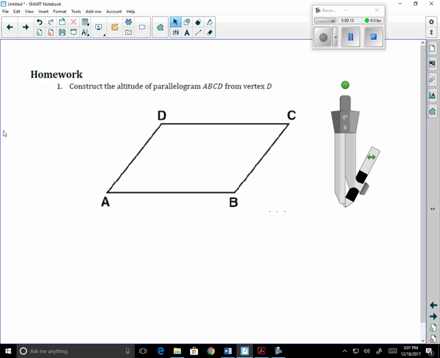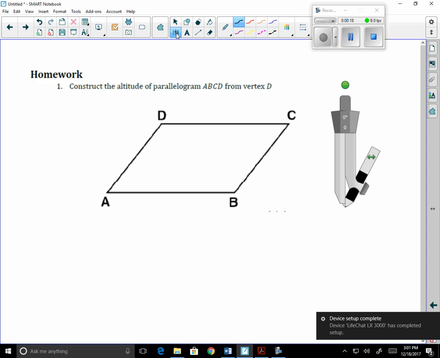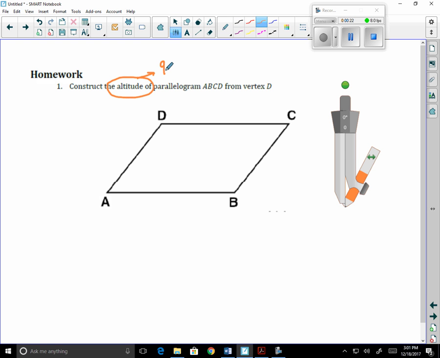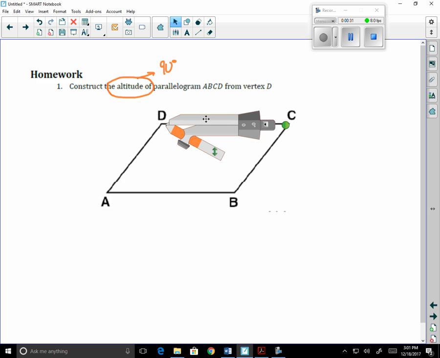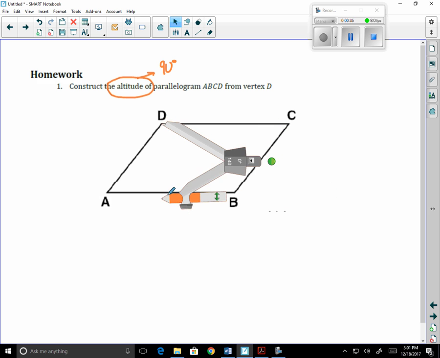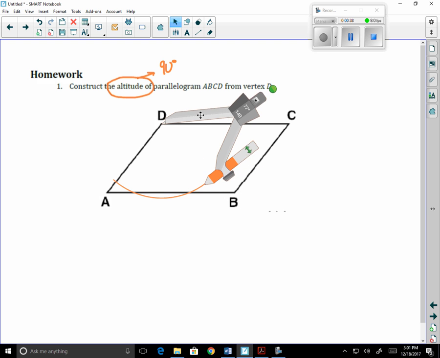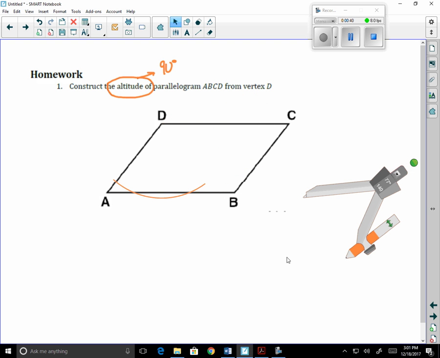So for the first homework question, it says to construct the altitude. To construct an altitude, remember that's going to wind up being a 90-degree angle. So I'm going to start by making a semicircle from the vertex that I'm trying to construct it to, so vertex D. Unlike the example that we did in class, this one can intersect the base twice. So I'm going to make two little points there, one here and one here.